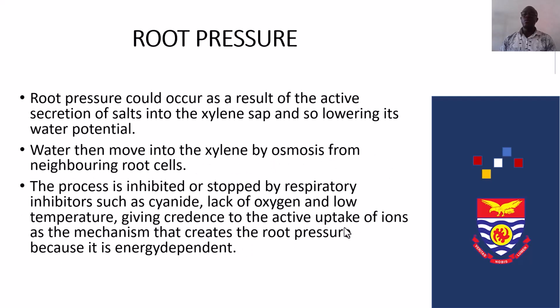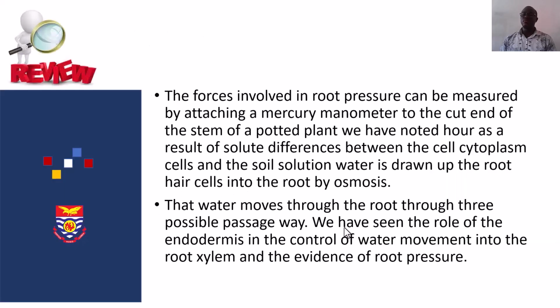Root pressure could occur as a result of the active secretion of salts into the xylem sap, and so lowering its water potential. Water then moves into the xylem by osmosis from neighboring root cells. The process is inhibited or stopped by respiratory inhibitors such as cyanide, lack of oxygen, and low temperature, giving credence to the active uptake of ions as the mechanism that creates the root pressure, because it is energy dependent.